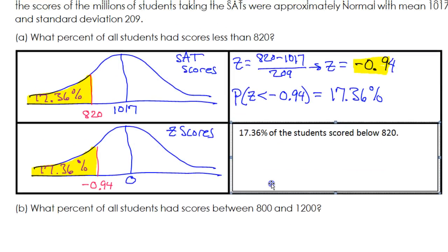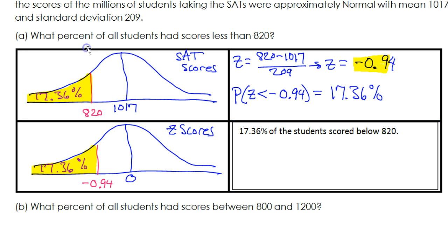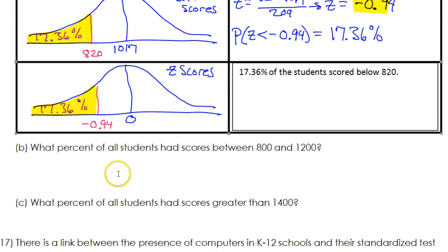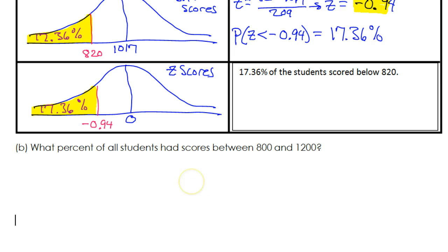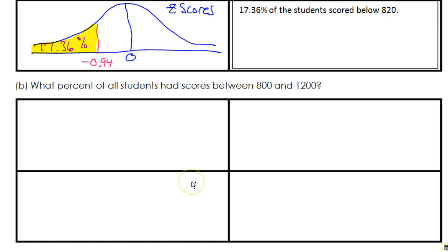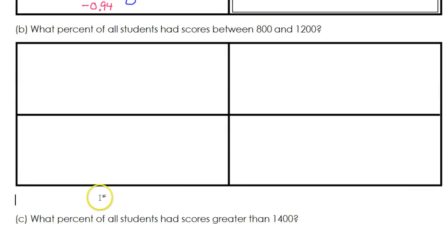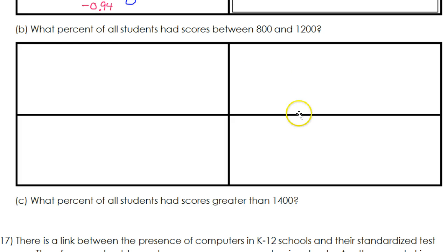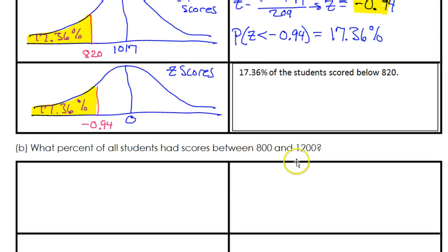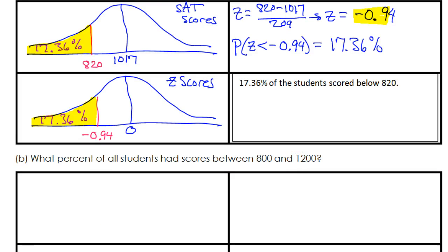Now for part B, we're supposed to find out what percent of all students had scores between 800 and 1,200. Alright, I'm going to use the box method again. There's not a lot of space here, so if I were you, I would do this on a separate sheet of paper and attach it. And that's what I would do on a test as well, if you're not given a box or enough space to draw a box. Okay, so here I go again.